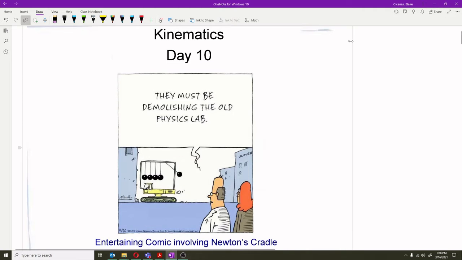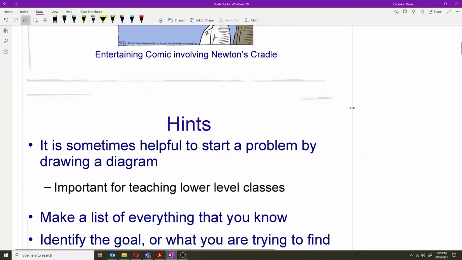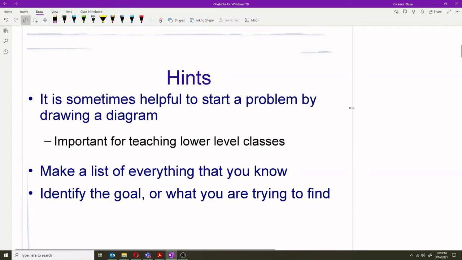All right, kinematics, day 10. This is when we start to get into some math type problems, or application problems rather. Most of you all seem to be doing pretty well with these already, but we'll still go through them all the same. Hence, as you've seen from the stopwatch type problems, it's helpful to start a problem by drawing a diagram. Otherwise, visualizing it can be kind of difficult.